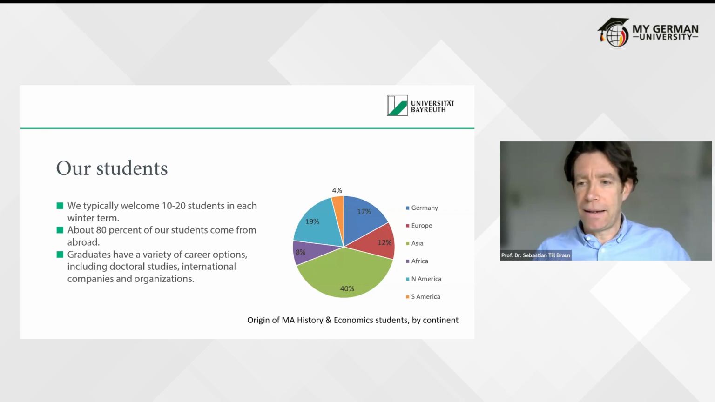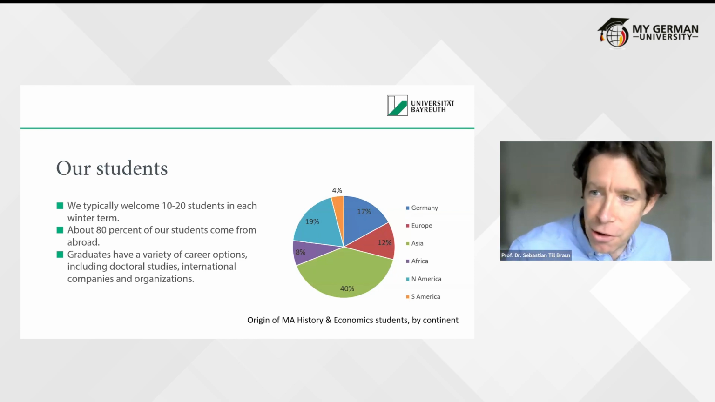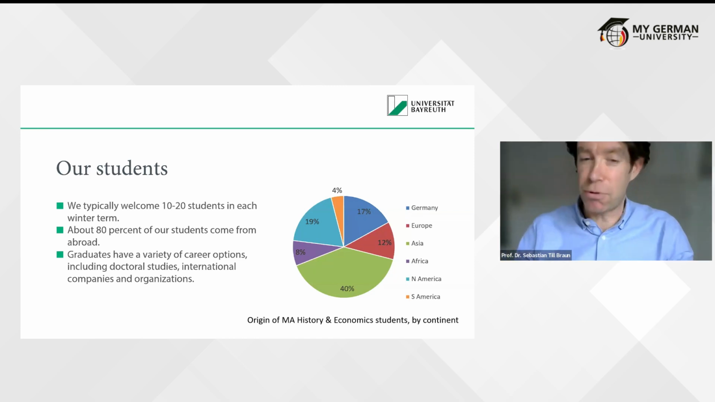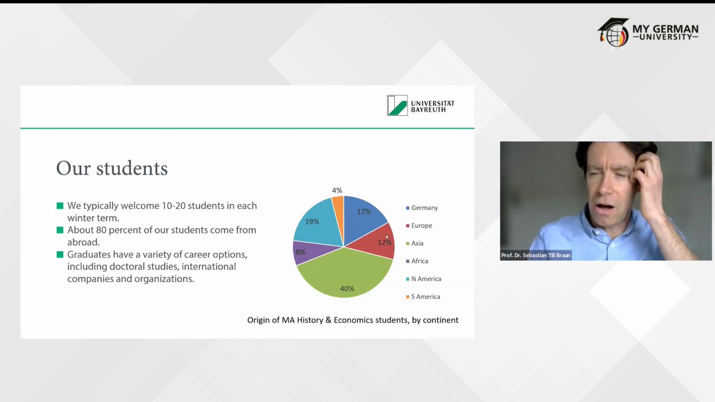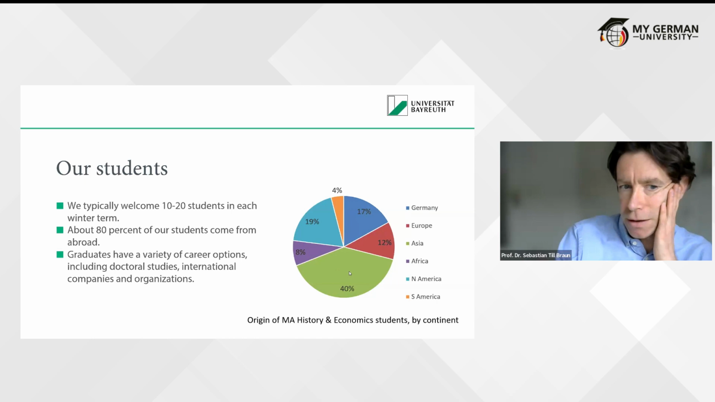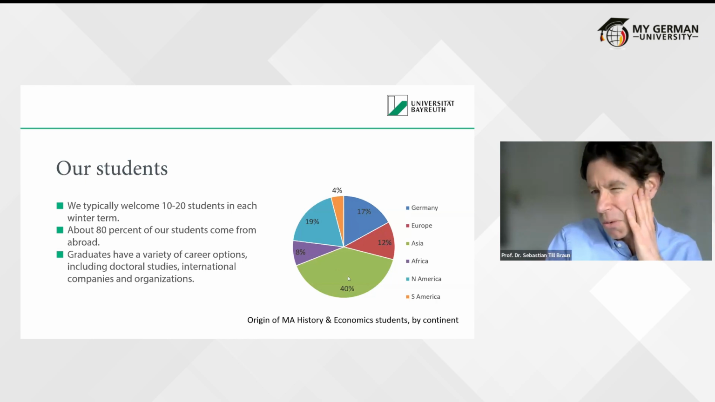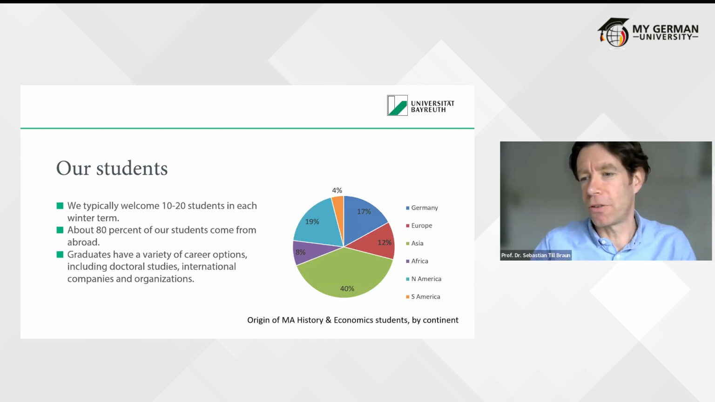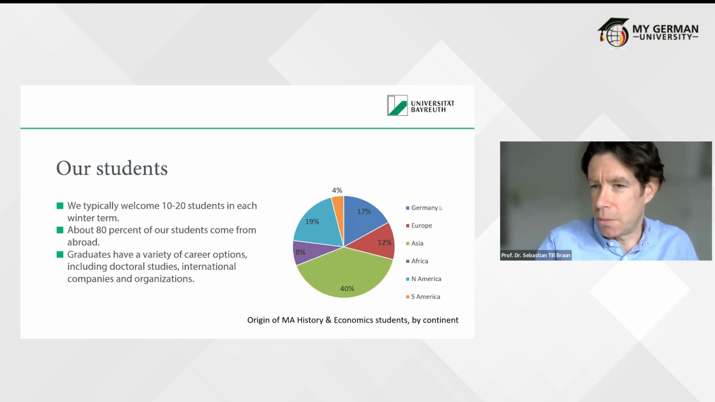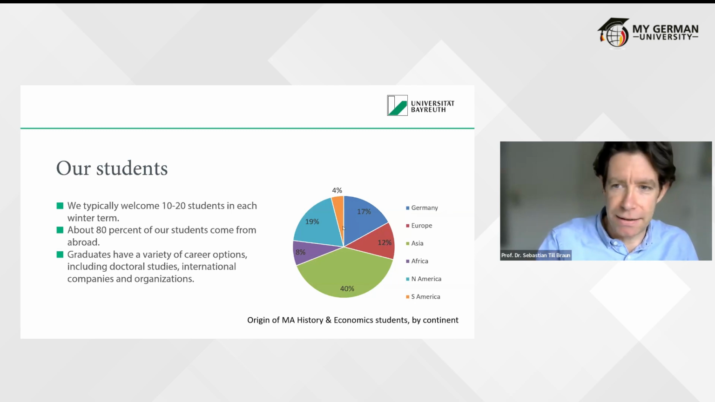And as in the program in Potsdam, we also have in this program a very international crowd. So these are our recent statistics on where the students come from. You see that there's not really any very geographic focus here. The students come from all over the world, with Germans here 17% in this statistics.